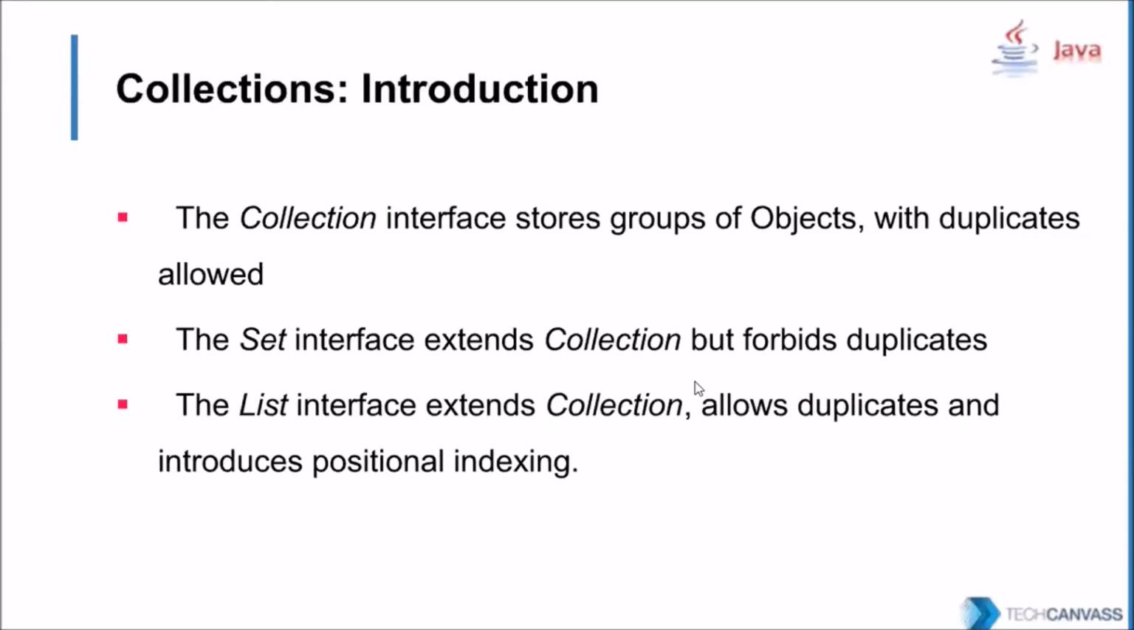Now the list interface allows duplicates and introduces positional indexing. To give you an idea about positional indexing, arrays have indexes, and array elements can be accessed through indexes. That can be achieved in lists, or rather, list supports that kind of implementation.